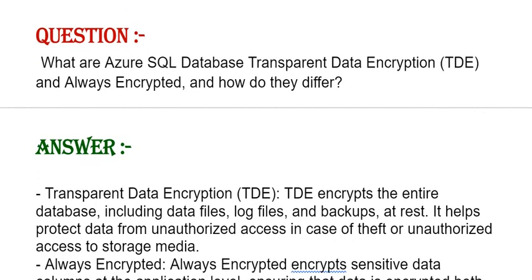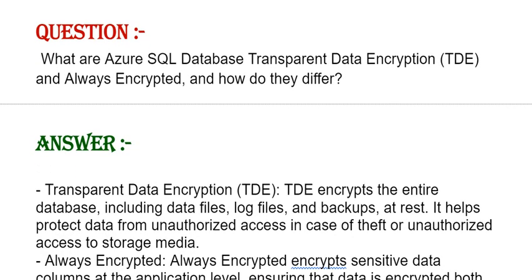Our next question is, what are Azure SQL Database Transparent Data Encryption (TDE) and Always Encrypted, and how do they differ? Your answer should be, Transparent Data Encryption (TDE) encrypts the entire database including data files, log files, and backups at rest. It helps to protect data from unauthorized access in case of theft or unauthorized access to storage media.